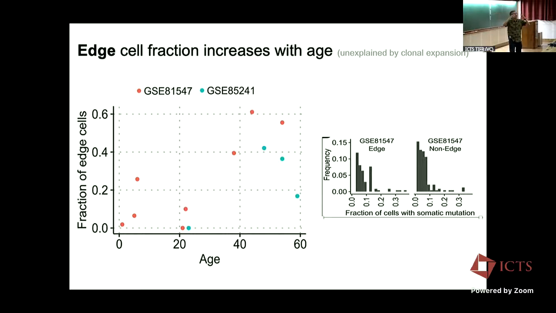If these cells were a result of clonal mutation, then we would see a blip somewhere here, right? Some mutation which is present in lots of cells. But that's not the case. Non-edge and edge have very similar distributions of these frequencies. So I think we have ruled that out.